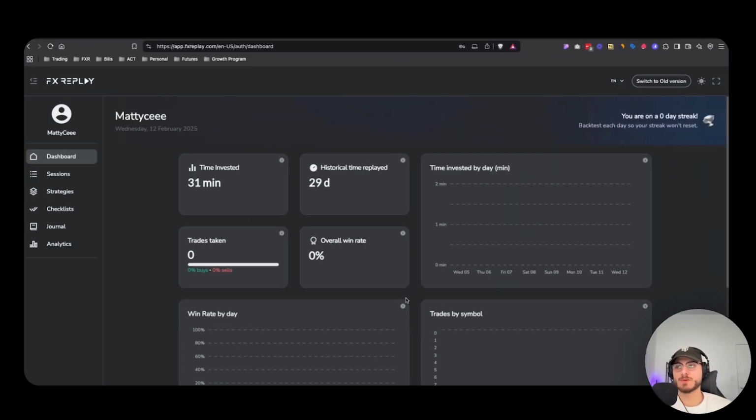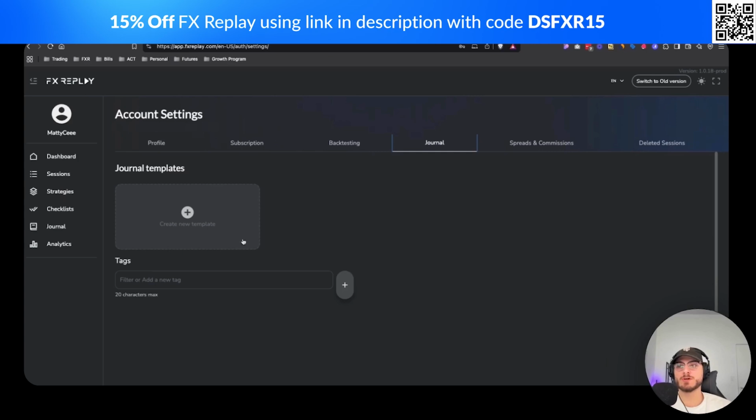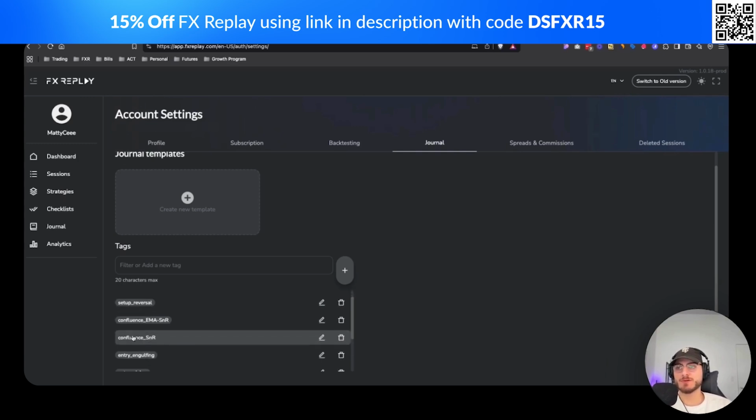We are now in FX Replay. It's time to set up the tags that we initially talked about. Go into account settings, go into journal, and you'll be able to add the tags here. Now I have a list of the tags that I added. The category is going to be setup, and it's going to be continuation or reversal. The confluence is going to be EMA or SNR, and SNR is just price action support and resistance.